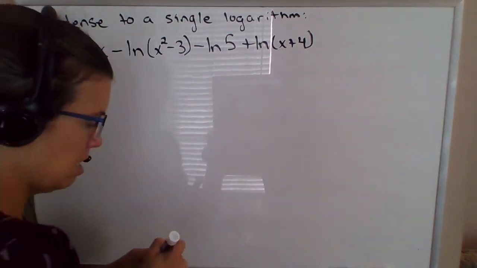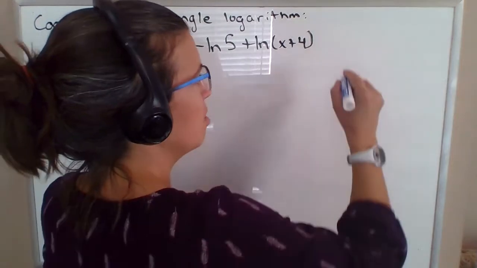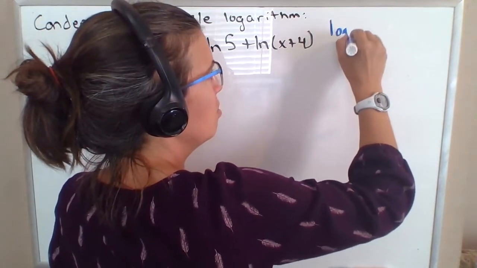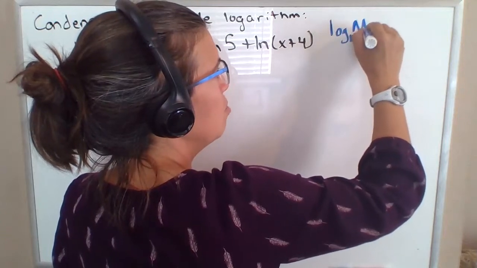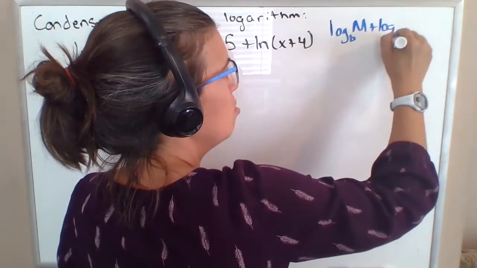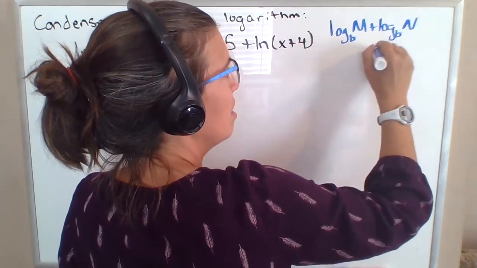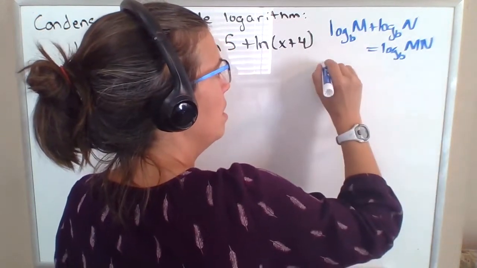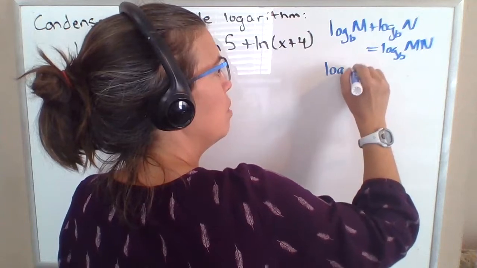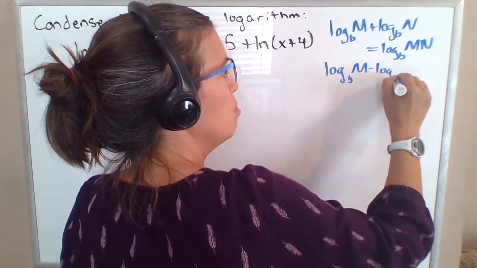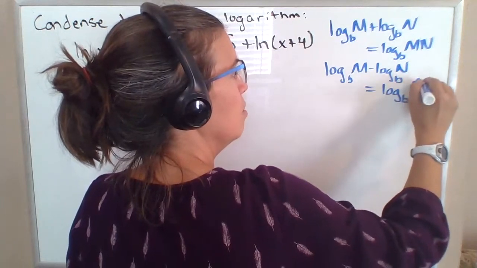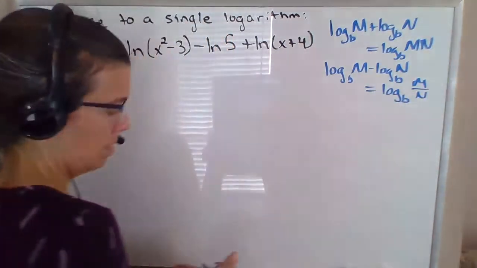Keep in mind, I'm going to jot down these properties of logs real quick off to the side. So keep these properties of logarithms in mind. If you have log base b of m plus log base b of n, that's equal to log base b of m times n. If you have subtraction, log base b of m minus log base b of n, that's equal to log base b of m divided by n.